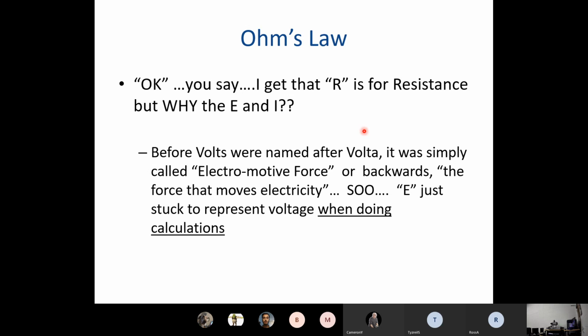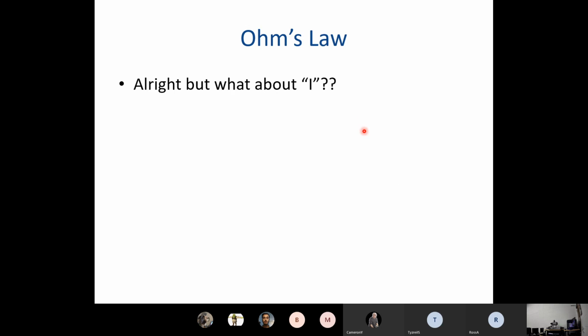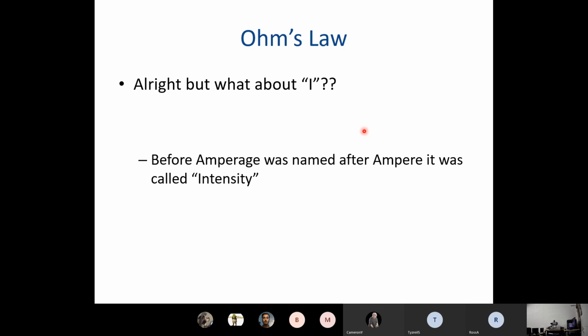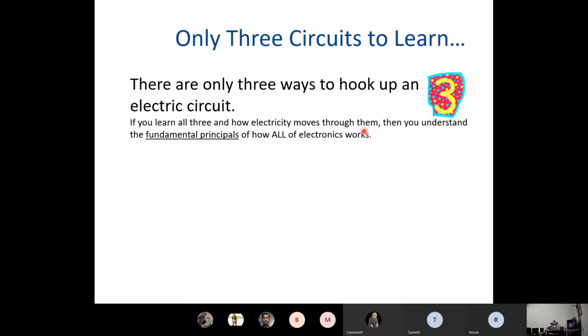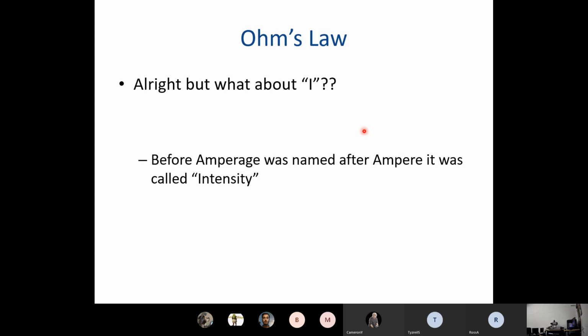All right. But what about the I? Exactly. What about the I? So before amperage was named by Ampere, it was just called intensity, which is how intense the voltage was, how much voltage per second you were getting. Okay, so that's why we use I for amperage, and we do stay with the I for amperage throughout. So it just means intensity. It's how strong it is. So that you know why we use the letter I for amperage.